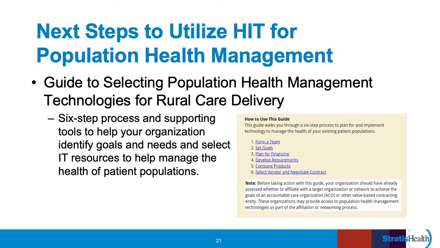Before taking action toward an independent technology selection process, we encourage you to assess if affiliation with a larger organization or network may provide access to population health management technologies. For example, if you plan to join an ACO through an ACO aggregator or service organization, a population health management platform is likely to be one of the supports available through that engagement.